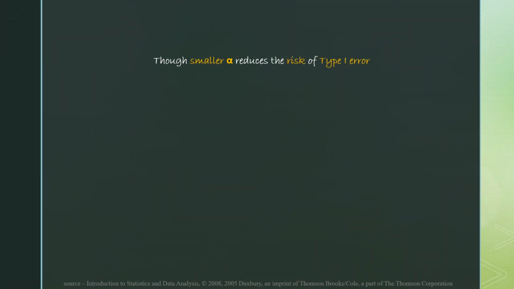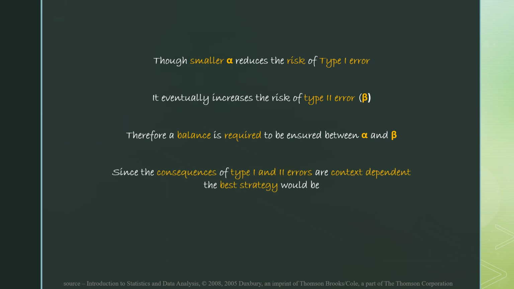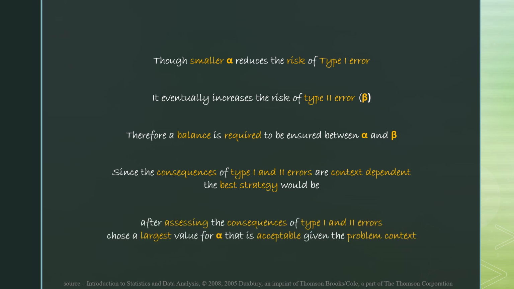Though smaller alpha reduces the risk of type 1 error, it eventually increases the risk of type 2 error, that is beta. Therefore, a balance is required to be ensured between alpha and beta. Since the consequences of type 1 and 2 errors are context dependent, the best strategy would be, after assessing the consequences of type 1 and type 2 errors, choose the largest value for alpha that is acceptable given the problem context. In other words, don't make alpha smaller than it is required to be.